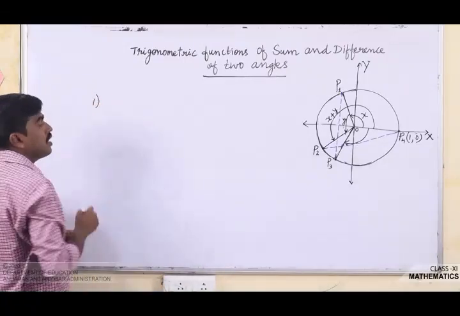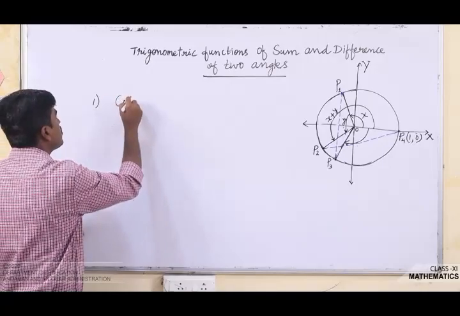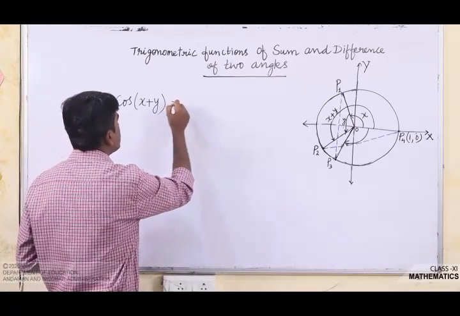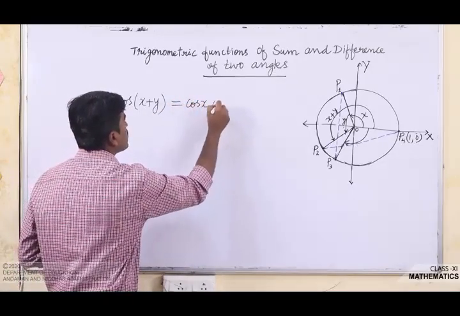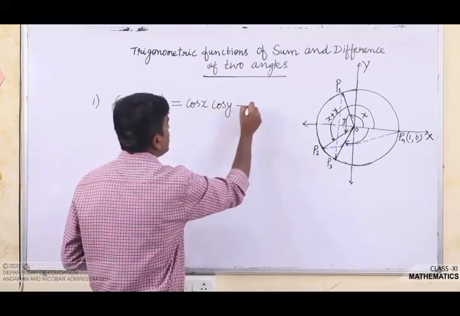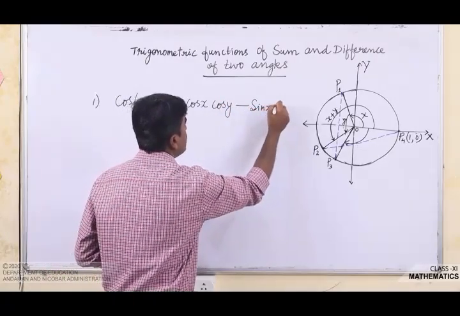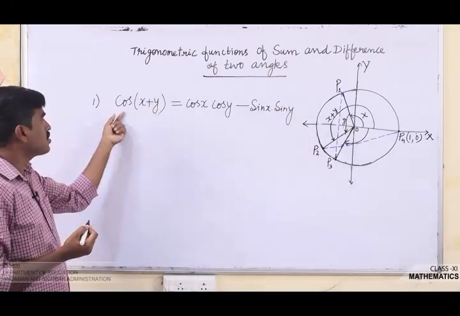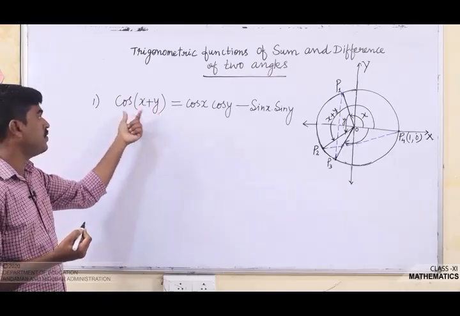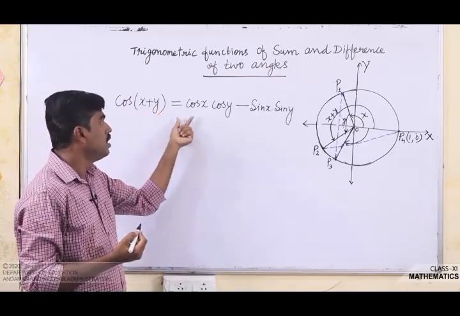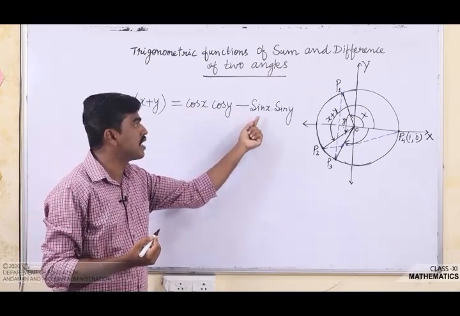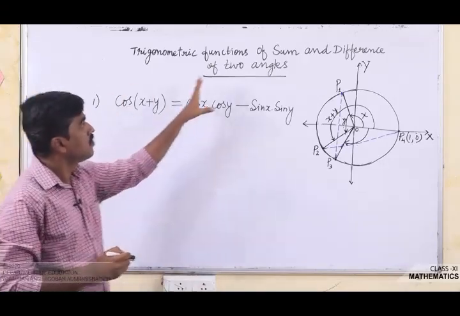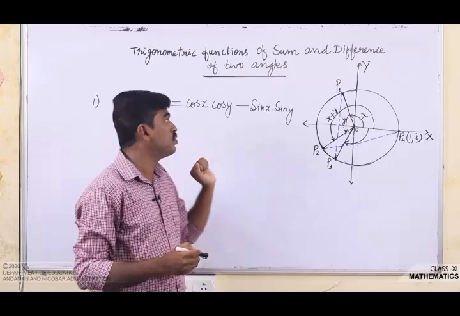the first formula under this concept is cos of x plus y. Cos of x plus y is equal to cos x into cos y minus sin x into sin y. For two angles x and y, cos of the sum of two angles, cos of x plus y, is equal to cos x into cos y minus sin x into sin y. So this is the first formula for the trigonometric functions of sum and difference of two angles.